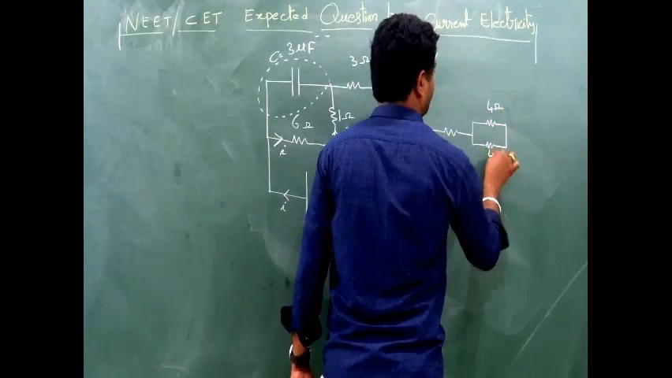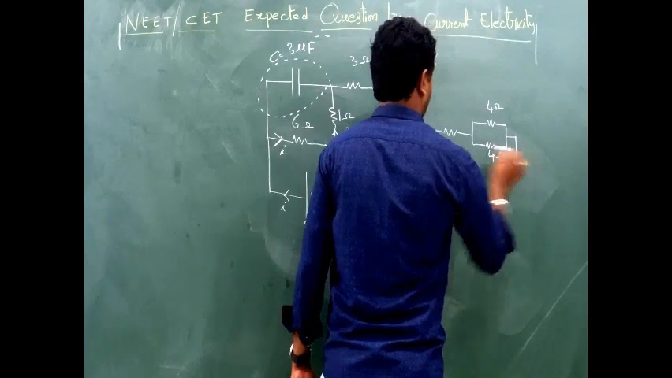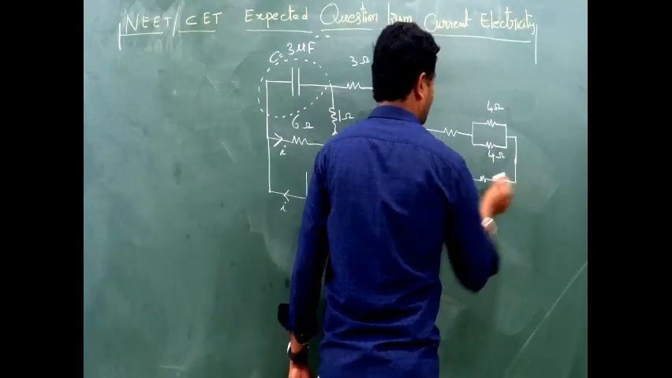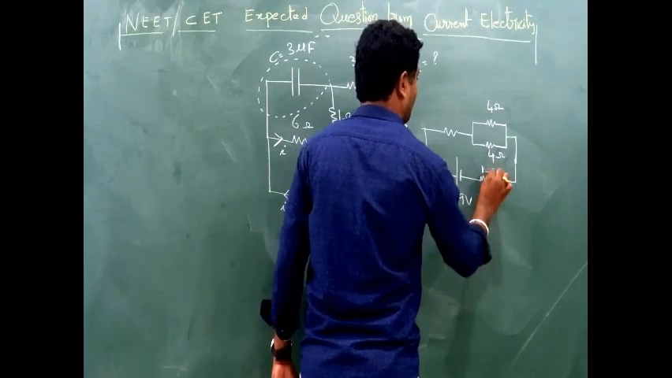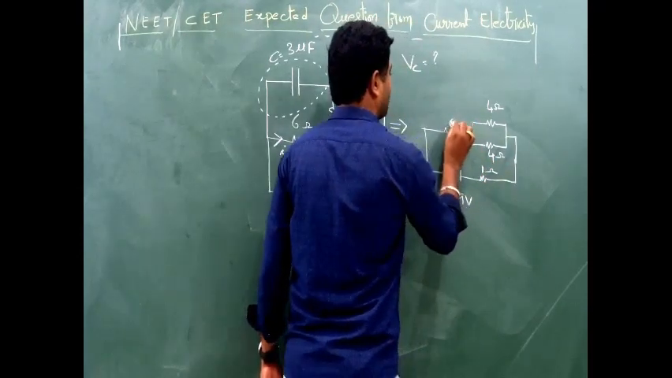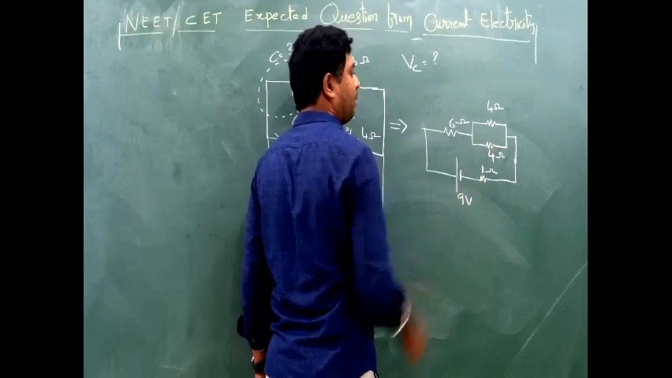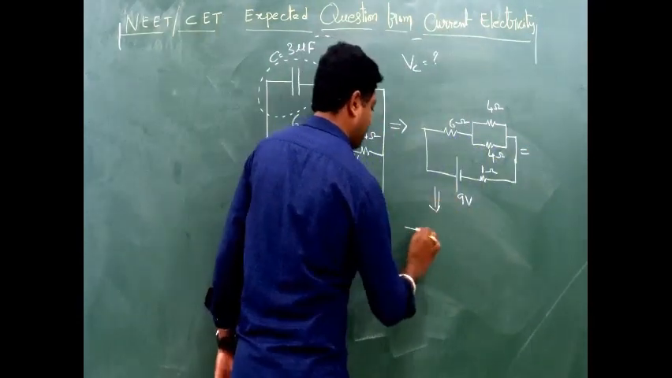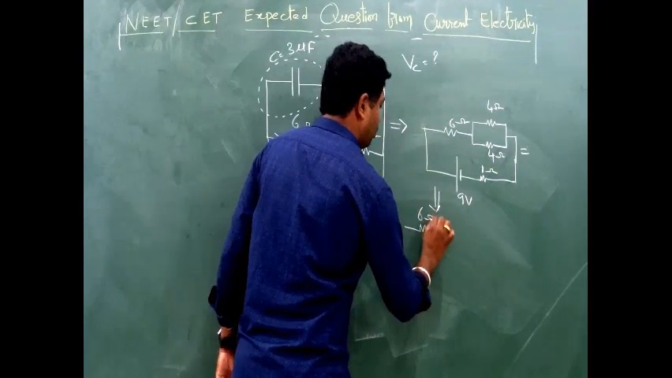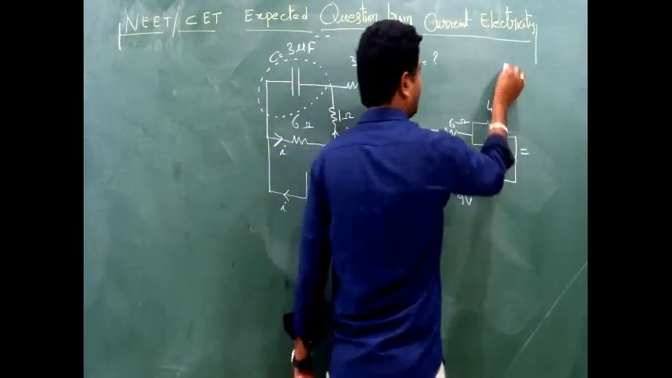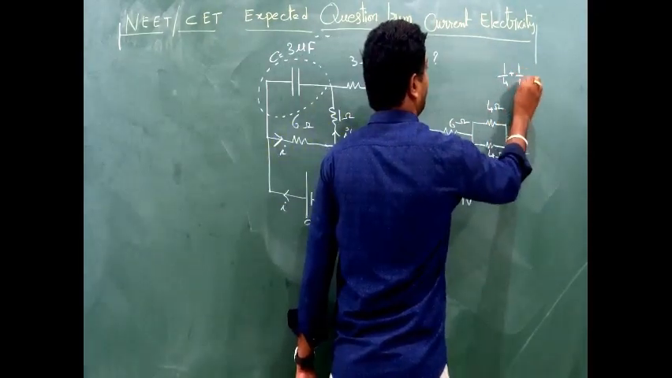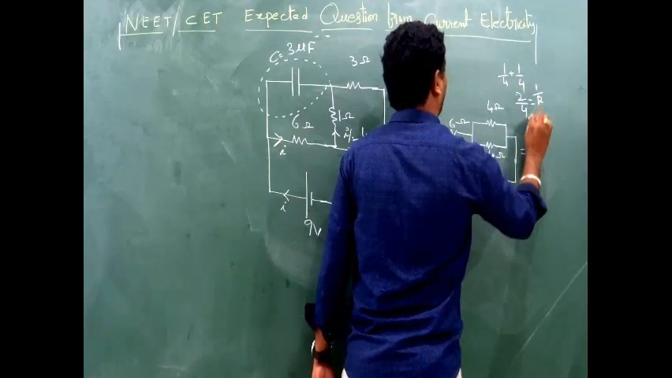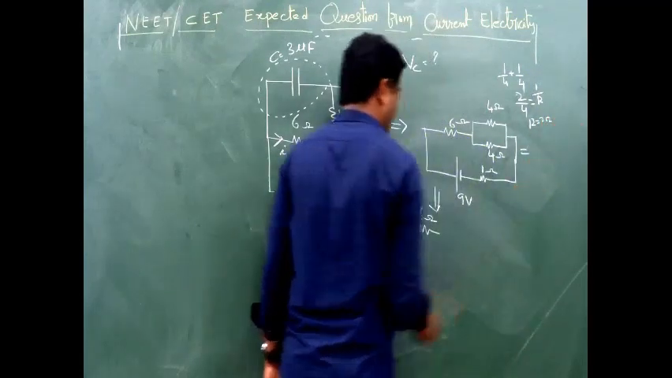This is a 4 ohm resistor, and this is also a 4 ohm resistor. This is connected to a battery of 9 volts. This is 1 ohm, this is 6 ohms. The equivalent resistance of the parallel part: 1/R = 1/2 + 1/4 + 1/4 = 2/4, so R is equal to 2 ohm.